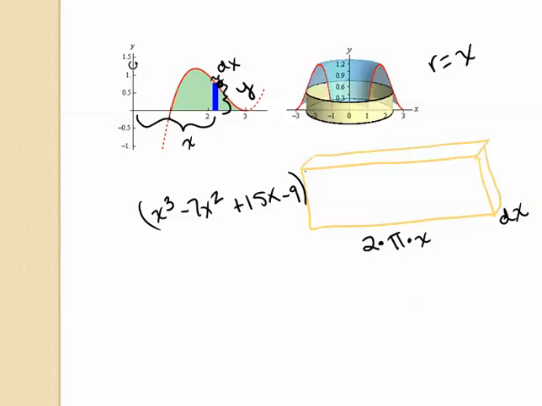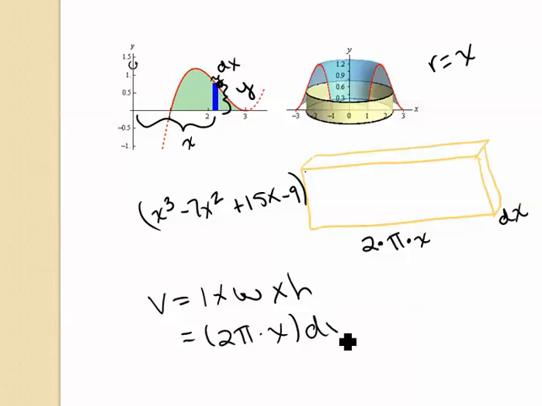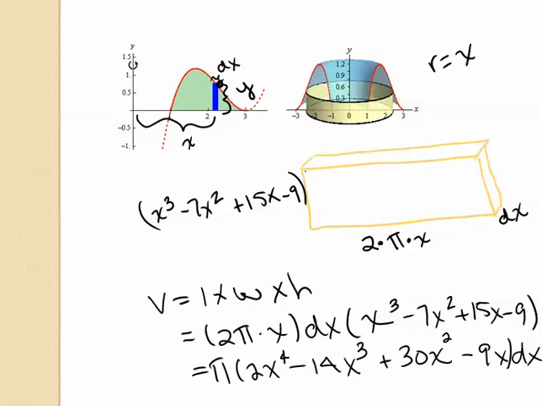So to find the volume of this particular rectangular prism, we're going to take the length times the width times the height. The length was found by the circumference, 2 times pi times x. The width is dx, and the height we said was the y value, x cubed minus 7x squared plus 15x minus 9. Okay, now we're going to do some algebra and distribute that 2 and x in. I'm going to pull the pi out in front and rearrange so my dx is at the end. So the volume would be pi times the quantity 2x to the fourth minus 14x cubed plus 30x squared minus 18x dx. Again, double check your algebra if you can't get this answer.